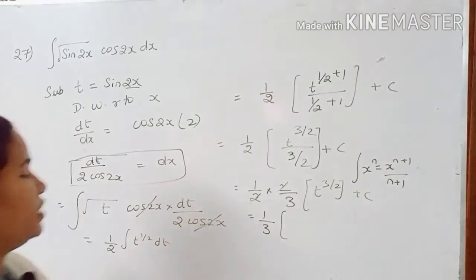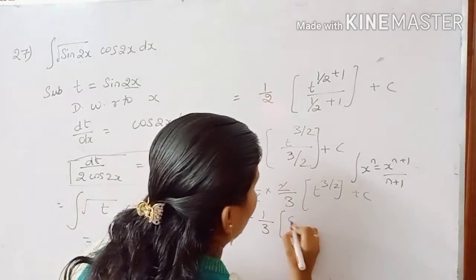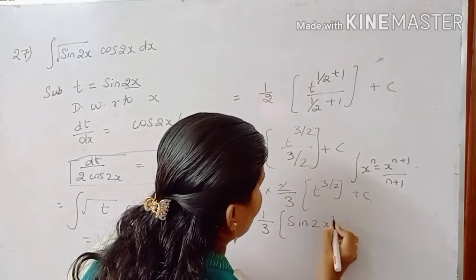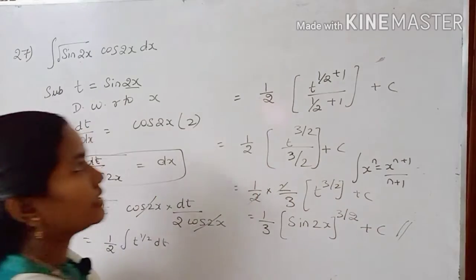What is the value of t? T value is nothing but sin 2x. So sin 2x the whole power 3 by 2 plus c is the answer.